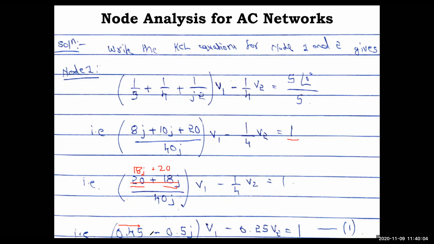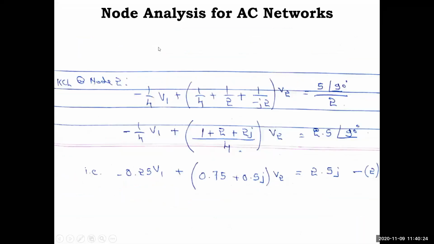Even this polar form you can enter in the complex mode as a1 b1. But we are not using the calculator, we will solve it in matrix form, so that will be helpful. Similarly we'll write the second equation. KCL at node 2 will give you, with respect to node 1, the mutual term minus 1 by 4 v1, and the self term of node 2 is 1 by 4 plus 1 by 2 plus 1 by minus j2, v2, equal to, current is voltage by resistance again, 5 at an angle 90 degree by 2. So this 2 will cancel with this, not with the angle.